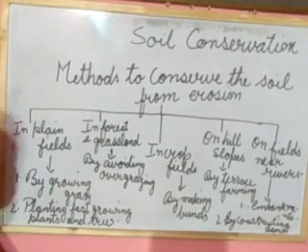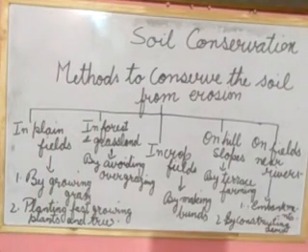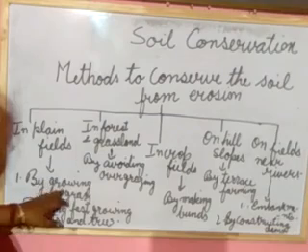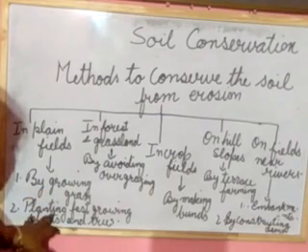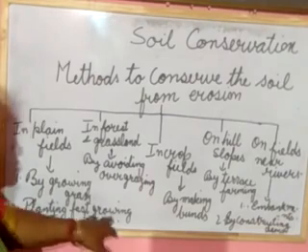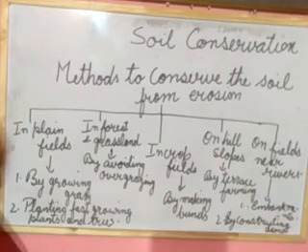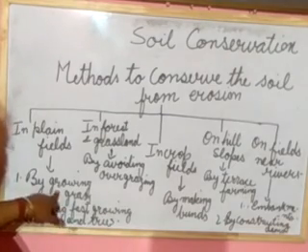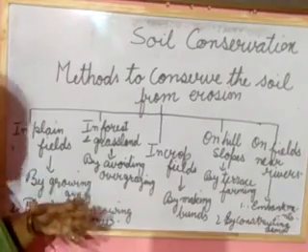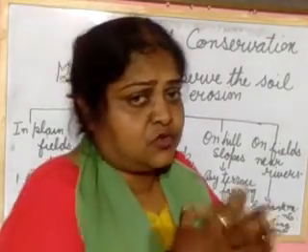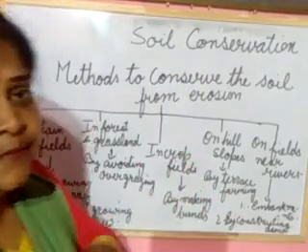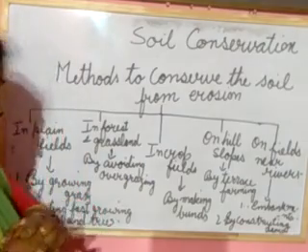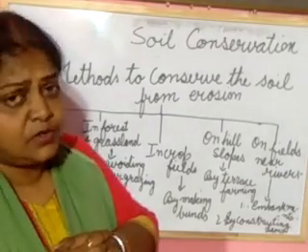Next one you are seeing, in forest and grassland. In forest and grassland, what will you do? Here number 1 point, number 2 point is also there. First you have to plant grass. If you plant grass, the fibrous root is there. This fibrous root will hold the soil and conserve it. It will protect the soil from soil erosion.